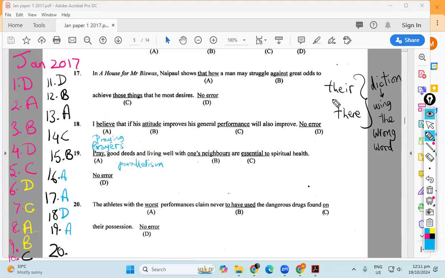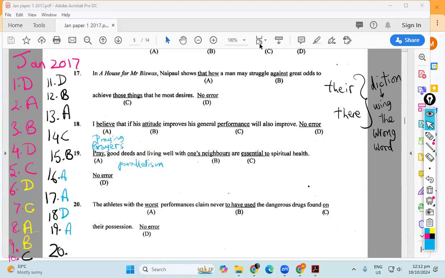20. The athletes with the worst performances claim never to have used the dangerous drugs found on their possession. What is the error? Right, found in their possession, right? So this is a diction error. They've used the wrong word. On needs to be in.